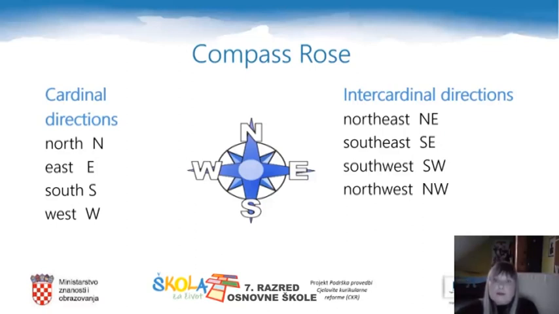We will learn how to name the sides of the world in English. In English, the sides of the world, glavne strane svijeta, we call them cardinal directions. They are north, sjever, east, istok, south, jug, and west, zapad.